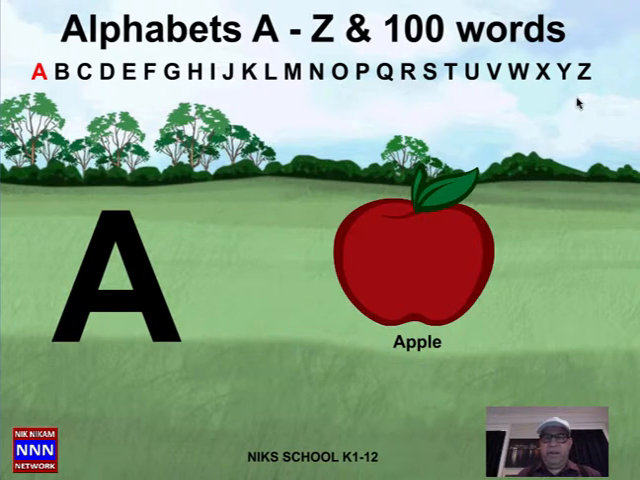Okay, let us learn the first half of the alphabets in this session. Are you ready? Okay, this is letter A, like an apple. A is pronounced as A, so becomes apple. A equals apple. Okay, let's look at some more examples now.